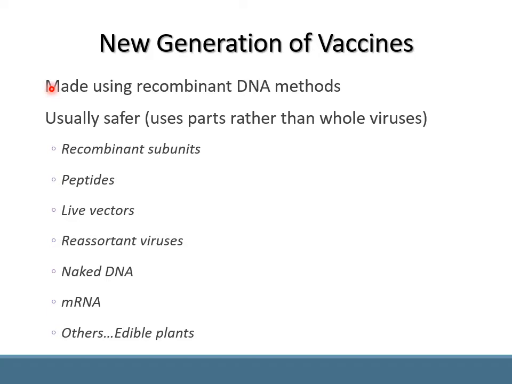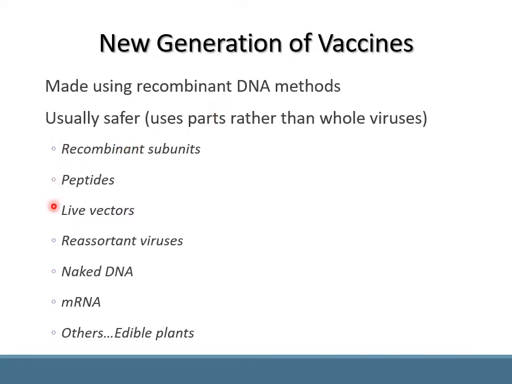These are possible because of recombinant DNA technology. They are usually safer because rather than using whole viruses, which is what we see in the traditional vaccines, we're using parts of the virus. So there's no possibility of reversion for most of these.